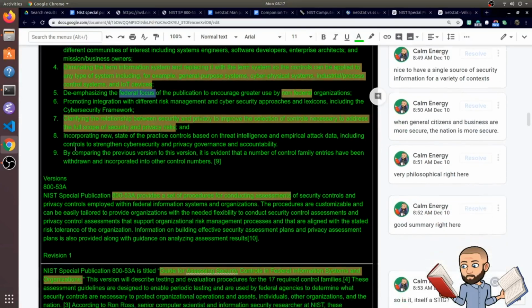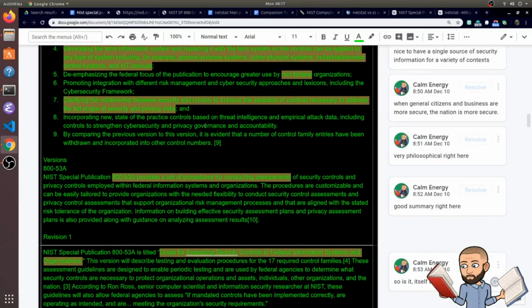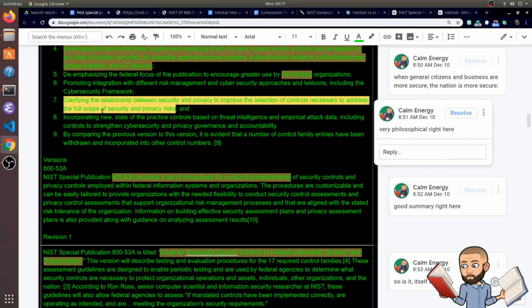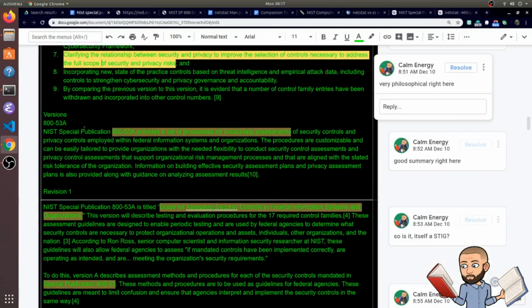Number 7 is interesting. It's about clarifying the relationship between security and privacy to improve the selection of controls necessary to address the full scope of security and privacy risks. All right, so those are the revisions. Now for the versions.